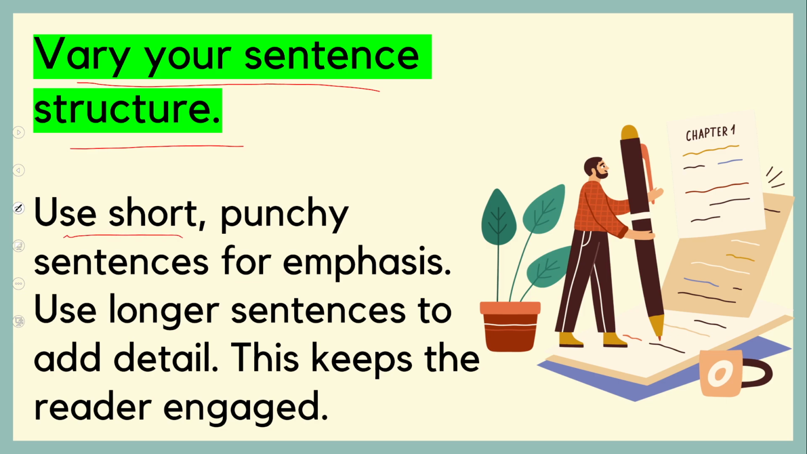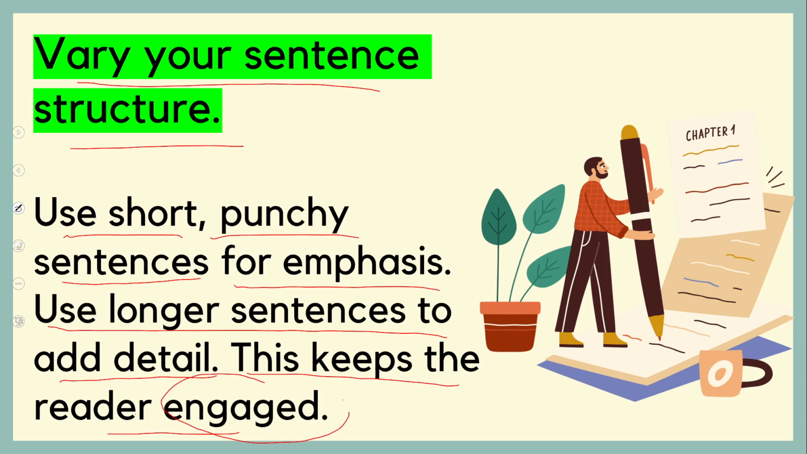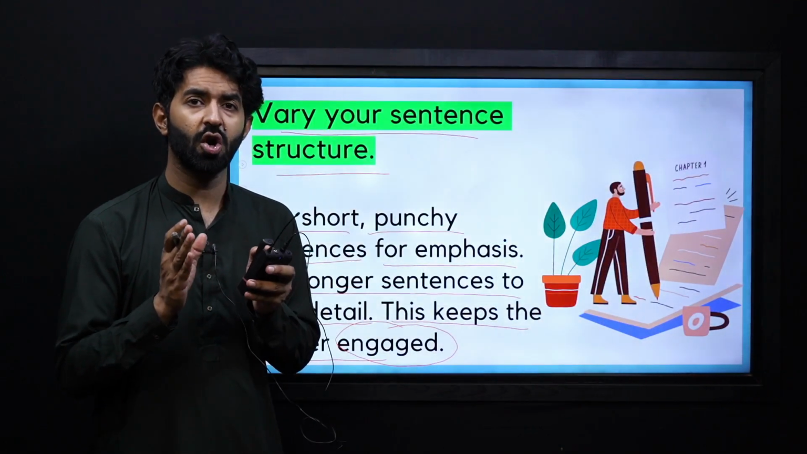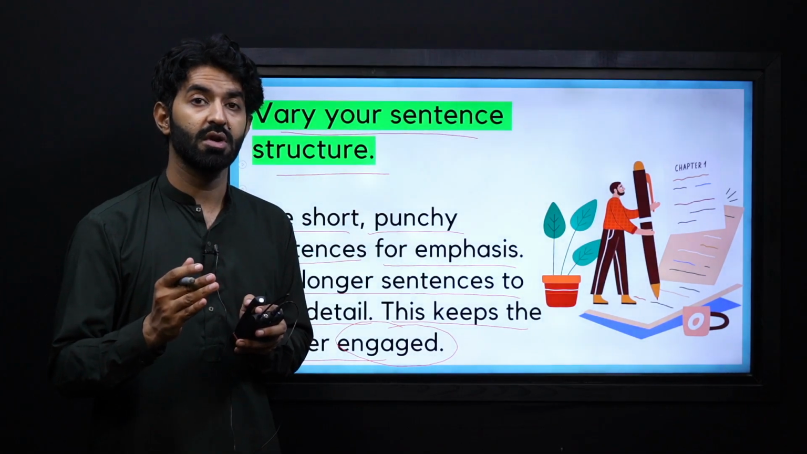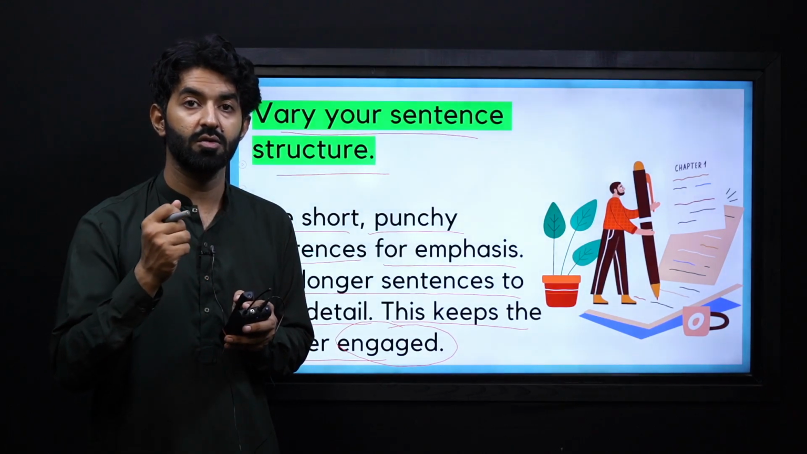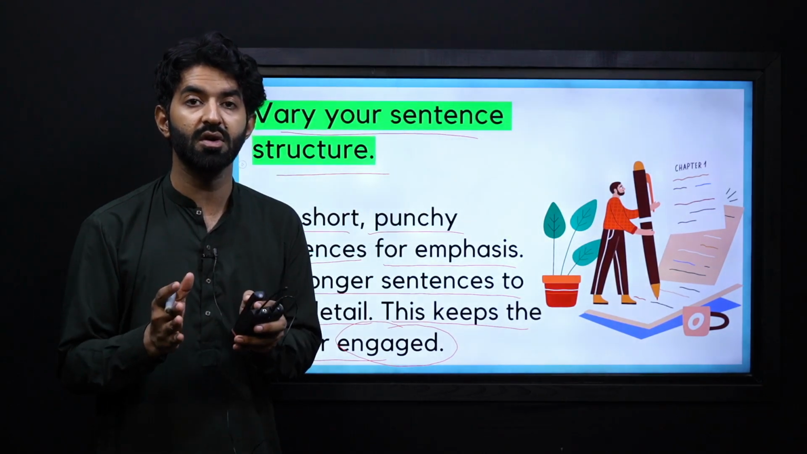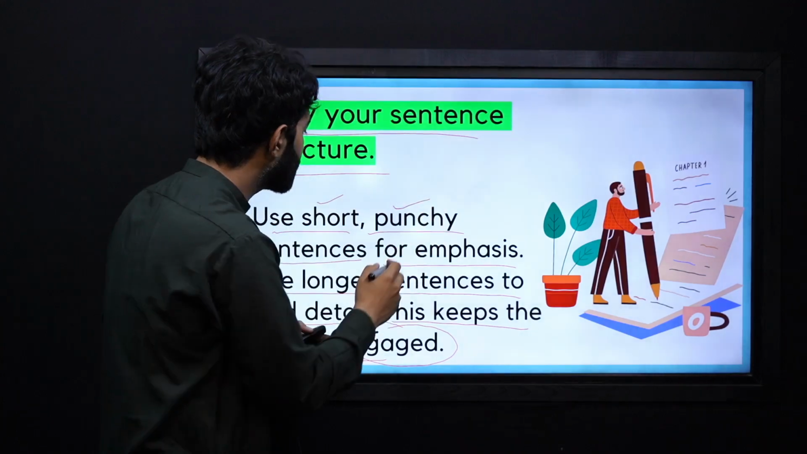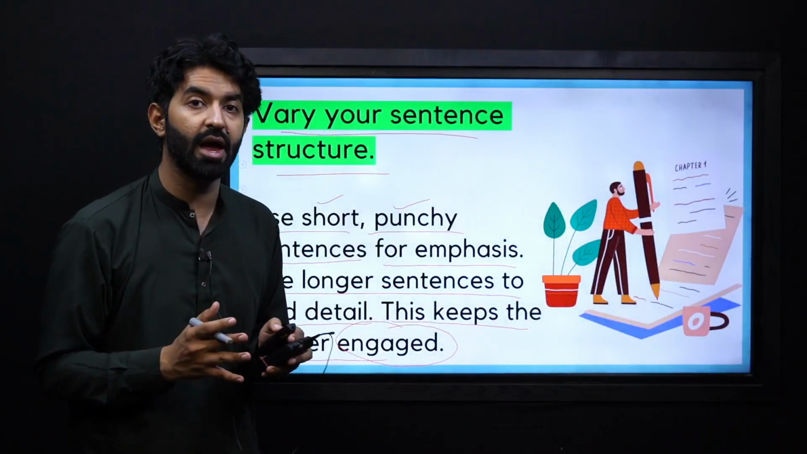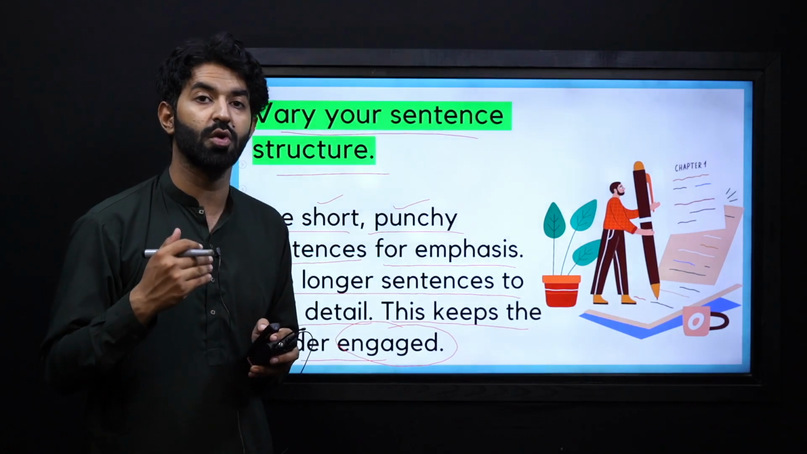Now, moving on, another technique is to vary your sentence structure. Use short, punchy sentences for emphasis. Use longer sentences to add detail. This keeps the reader engaged. So, you will be using both short and long structured sentences in order for the reader to have interest in reading the writing. You will use short, punchy sentences for emphasizing something, and longer sentences if you want to add details.